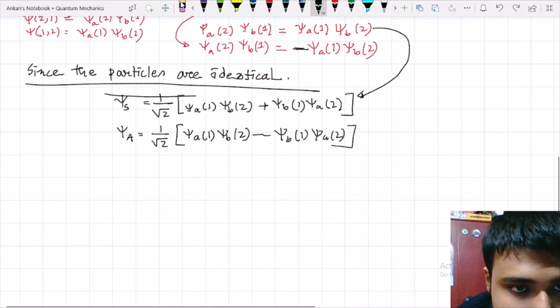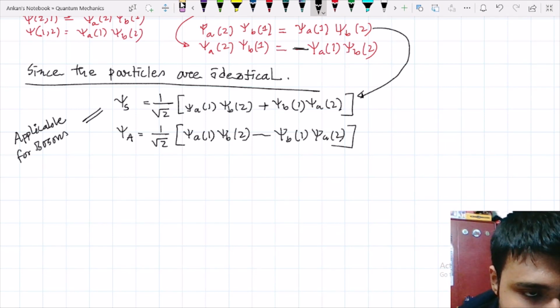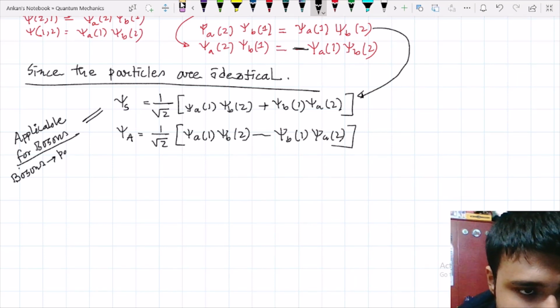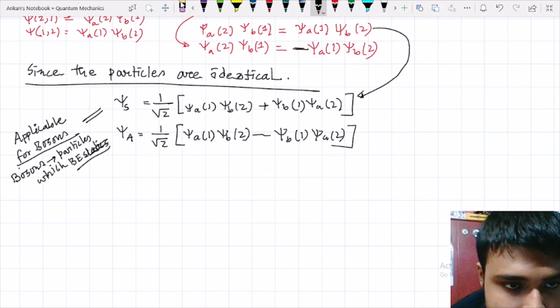The first one is applicable for bosons. Why? Because bosons are particles which follow BE statistics. What are bosons? Bosons are particles which follow BE statistics. We will explain this elaborately in our upcoming semester.